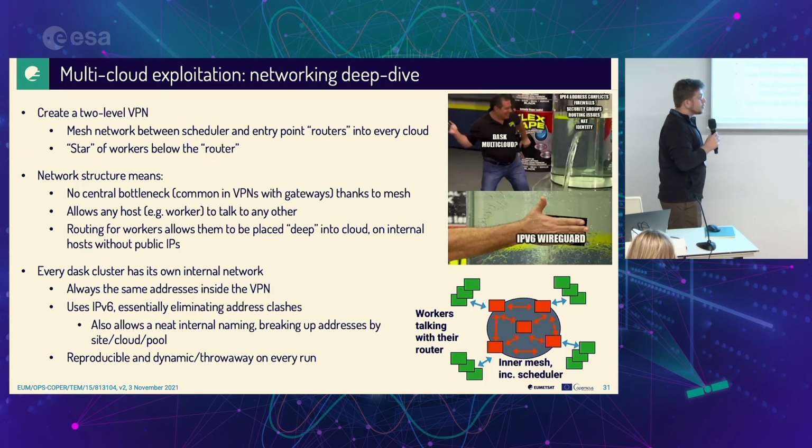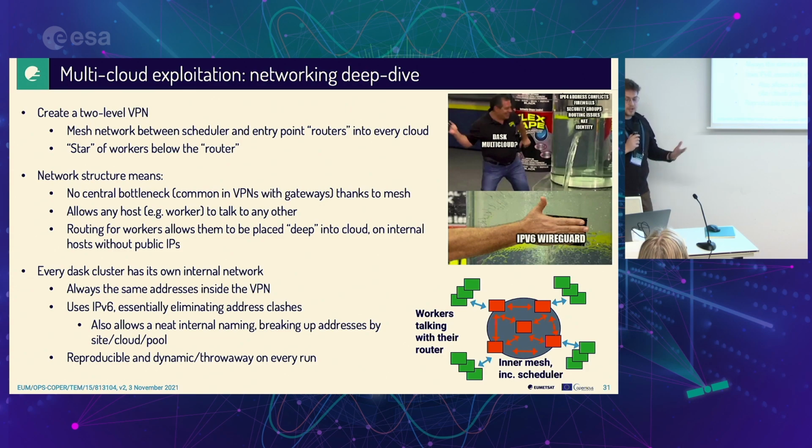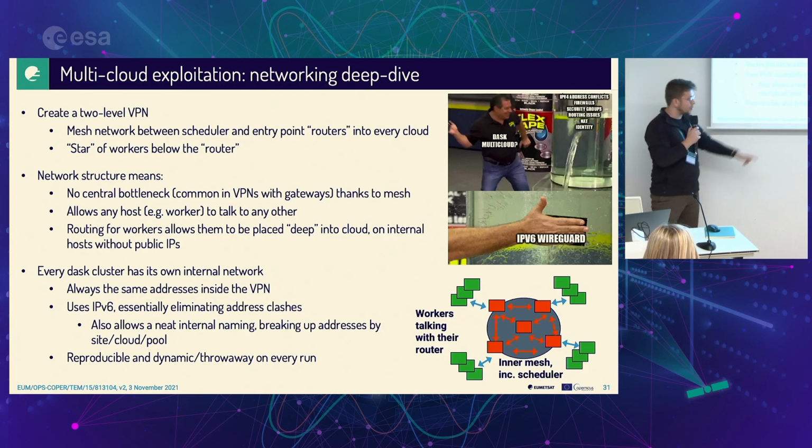Yeah, now I will go a bit deeper on the networking side and how we built the mesh VPN. Please bear with me, it is a bit technical, but not that much. I will try to keep it a bit more high level as well. So what we've done, as I told you, is a star topology. It is basically a two-level VPN where you have the mesh network between the scheduler and the endpoint routers, and you have the star of workers below the router. You can actually see the topology in the image below.